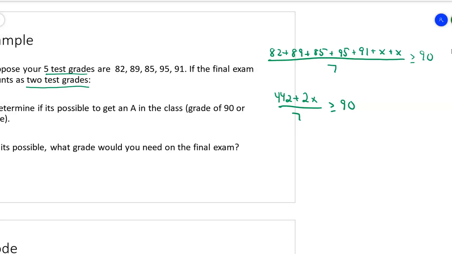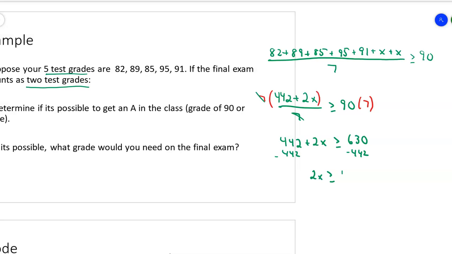First thing is, let's get rid of that 7 in the denominator by multiplying both sides by 7. So I'll multiply this side by 7, and I'll multiply that side by 7. When I do that, the 7's cancel top and bottom. I get 442 plus 2x, and 9 times 7 is 63, so greater than or equal to 630. A couple of quick algebra steps here. Let's get rid of our 442 from both sides. 630 minus 442 is 188.